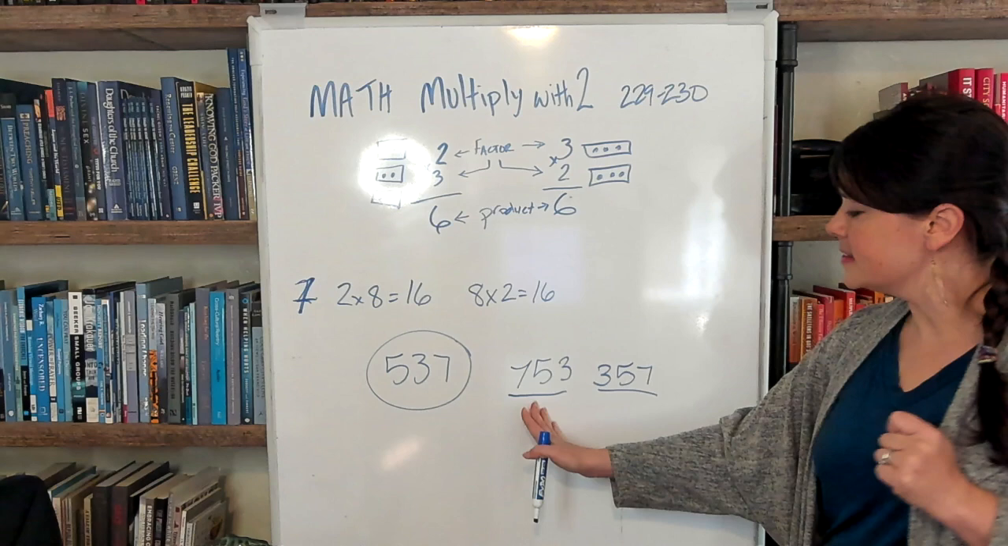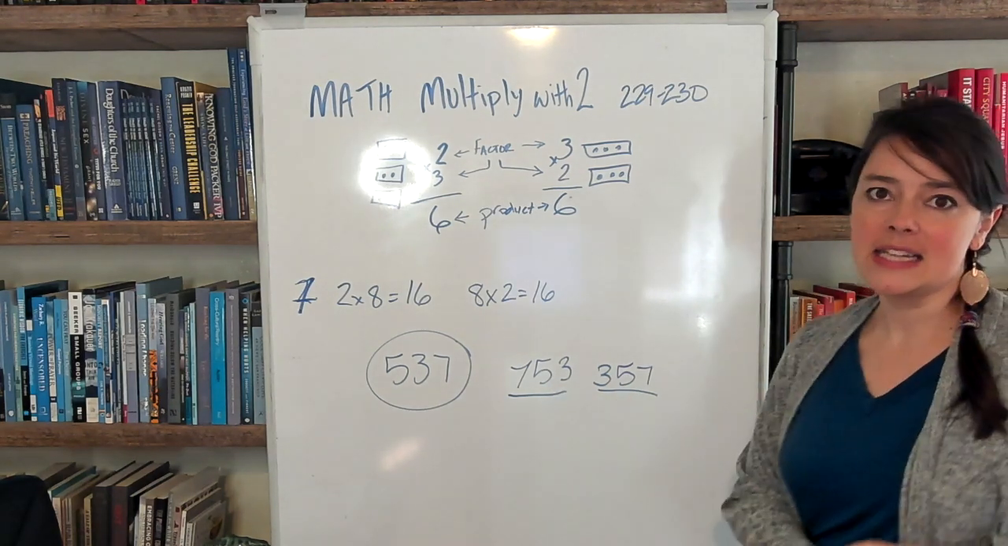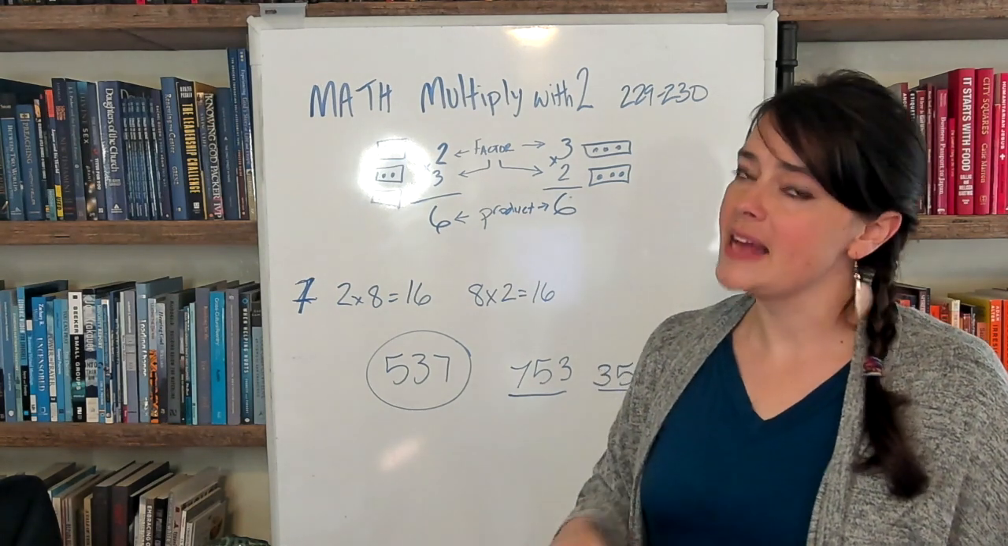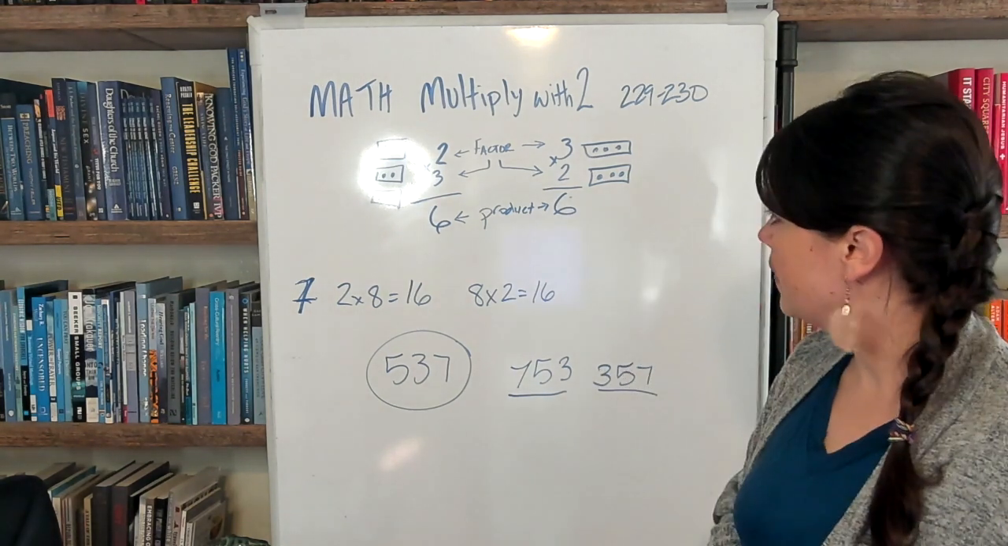So this is the greatest number you can make with those digits. This is the least number you can make with those digits. And they have several of those for you to do. We've done it in the past, but we're reviewing. So I want to remind you how that works.